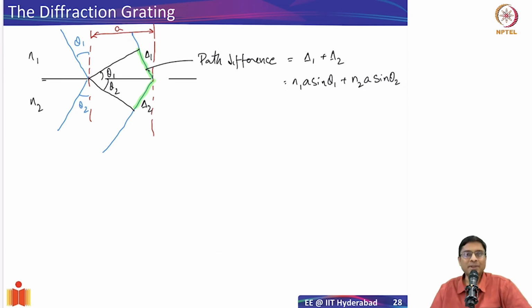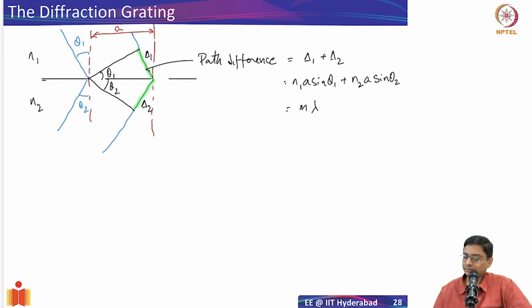And something interesting happens when that total path difference is equal to m lambda, an integral multiple of lambda. What happens there? Then you have constructive interference of the two rays coming from both the slits. Or you can have destructive interference depending on the condition. This is a condition for constructive or destructive interference.